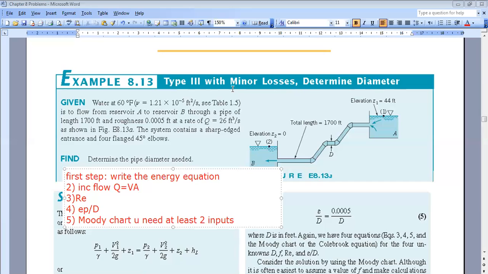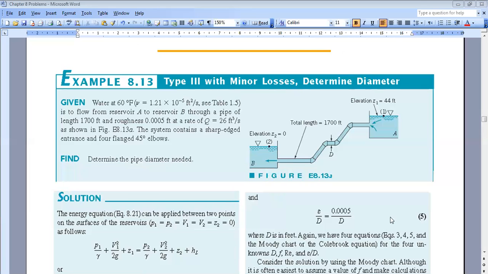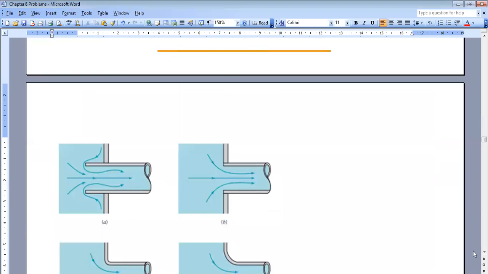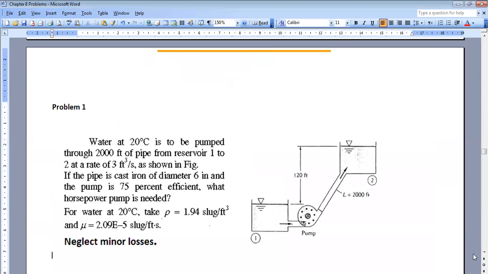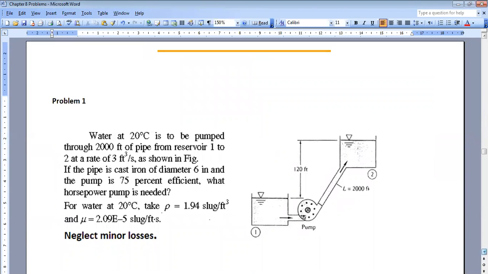Okay, so here you have all types you can face. Now, examples. Let us do some examples.